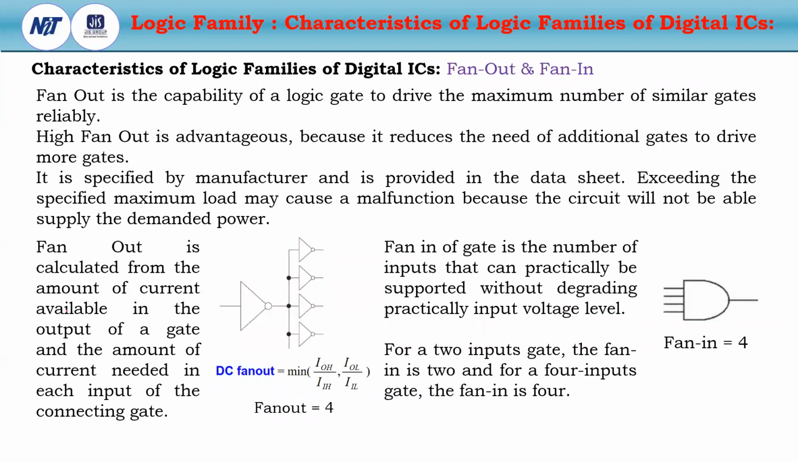Fan out is calculated from the amount of current available at the output of the gate and the amount of current needed at each input of the connecting gates. So this I0 should be equal to I1, I2, I3 and I4.